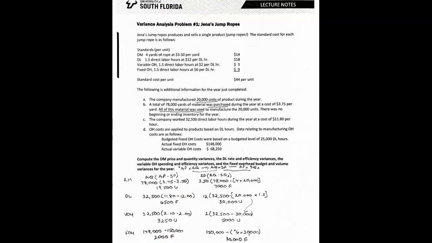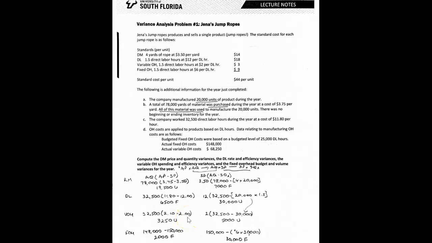Yeah, so for variable overhead, our actual rate was $2.10, and that would be our actual variable overhead costs of $68,250 divided by the actual number of hours worked, 32.5, and that's where our $2.10 comes from. That would be our actual variable overhead rate, and our plan was $2 per direct labor hour. So that's 10 cents times 32.5, or $3,250 unfavorable, because our actual is higher than the budget, higher than plan.